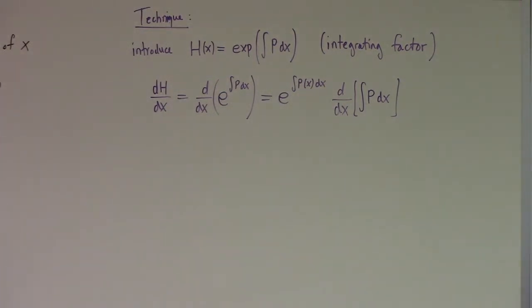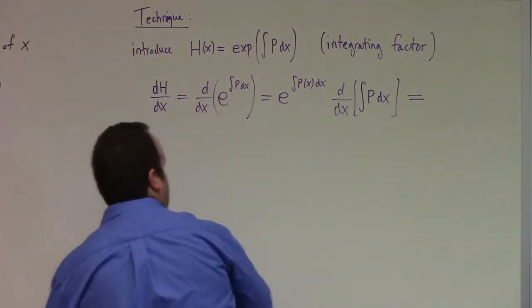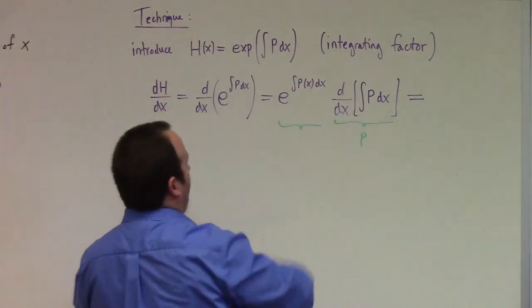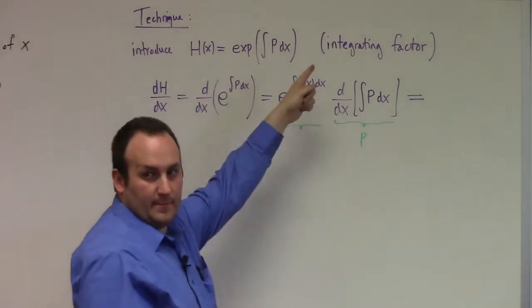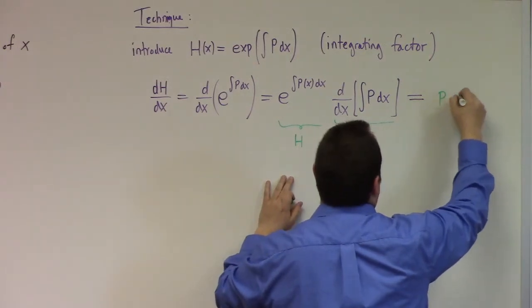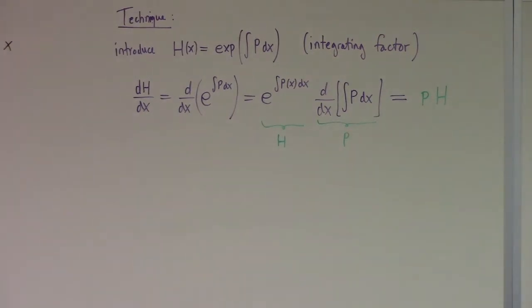Whatever you want. Okay, so what's the derivative of the integral of p dx? P, right. So check this out. So this is P. What's this? It's H again, right? So what we get is this wonderful little identity, which is the derivative of the integrating factor is P times the integrating factor once more. So this is an identity that we're going to use.